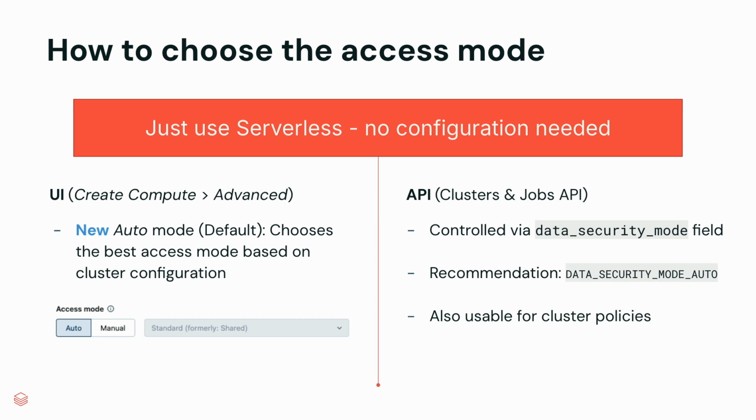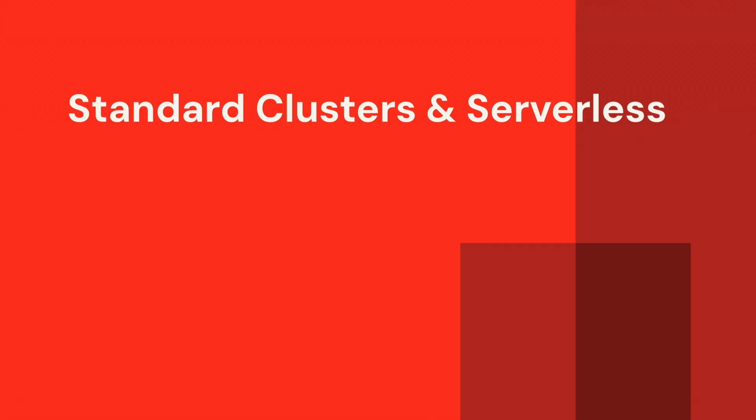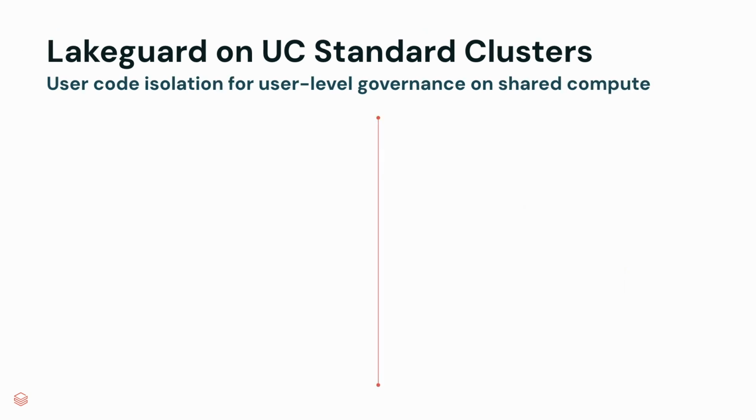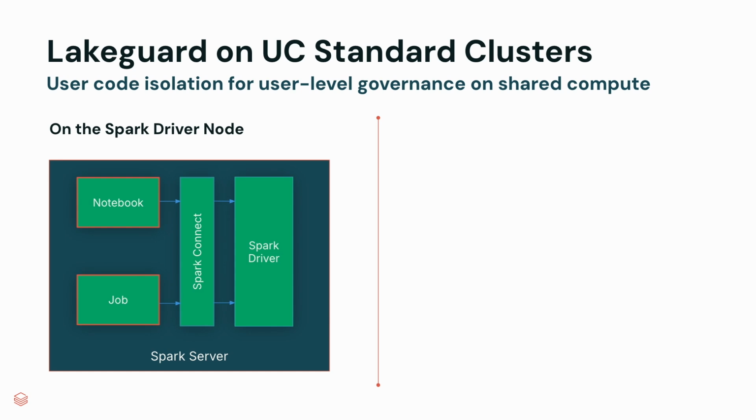All right. So that's the primer on UC Compute. Let's jump into standard clusters and serverless. Let's recall that we have two goals here for secure and efficient compute. We want to make sure that users are separated from each other and from the Spark engine to prevent the overfetching problem. We achieved this using what we call Lakeguard, which is a bunch of technologies that enforce the governance at the runtime layer. And on the Spark driver, we essentially isolate the Spark driver and each user session on that machine.